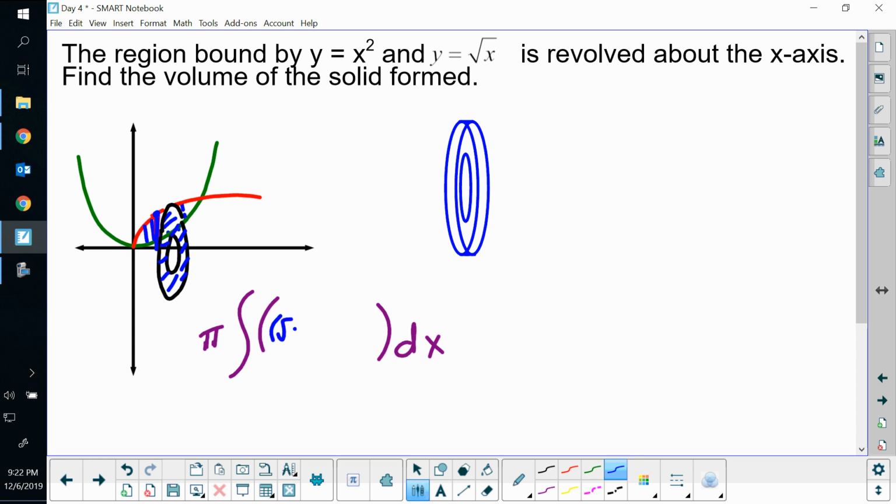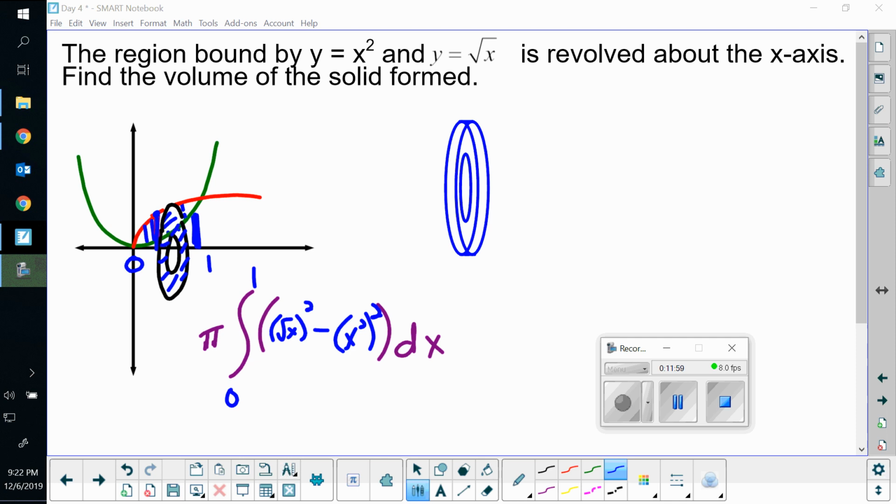So we'll have that squared minus our inner radius squared, which would be like that distance, which is just the y value for the x squared function, but we need it in terms of x, so it's x squared squared. Now our x's go from 0, and then we intersect again at x equals 1. So we're from 0 to 1. And we're going to pause the video for 3 minutes to allow you to do this out and do the integral.